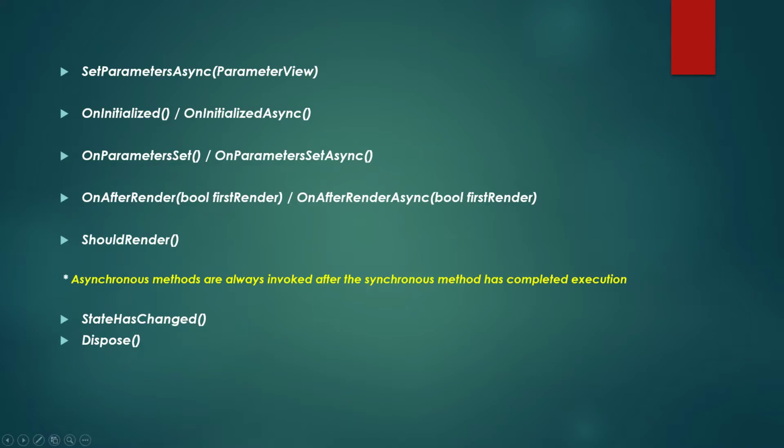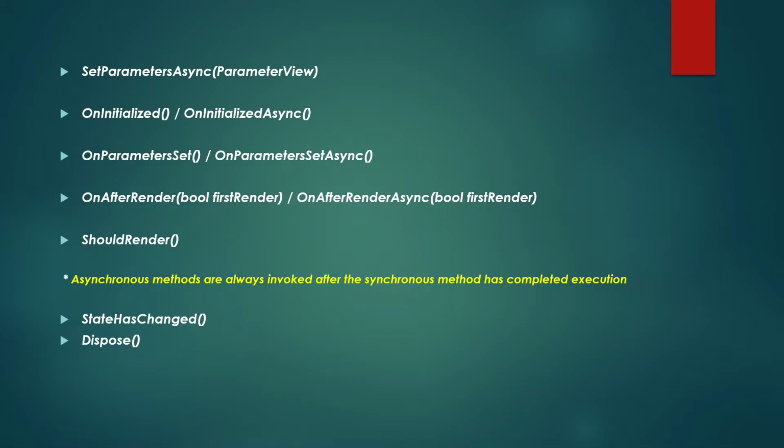Now the next one is StateHasChanged. This method is not part of the lifecycle, but the user can invoke this method in order to refresh the user interface, just in case he has updated any of the properties of the component. Another one is the Dispose method. If the component has implemented the IDisposable pattern, then this method will be called whenever the component goes out of scope.